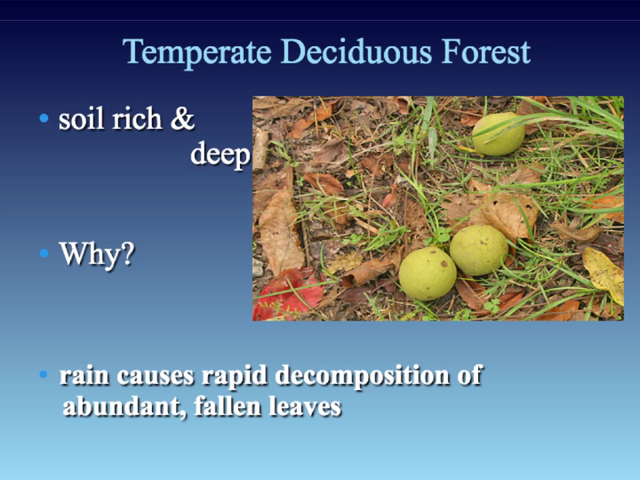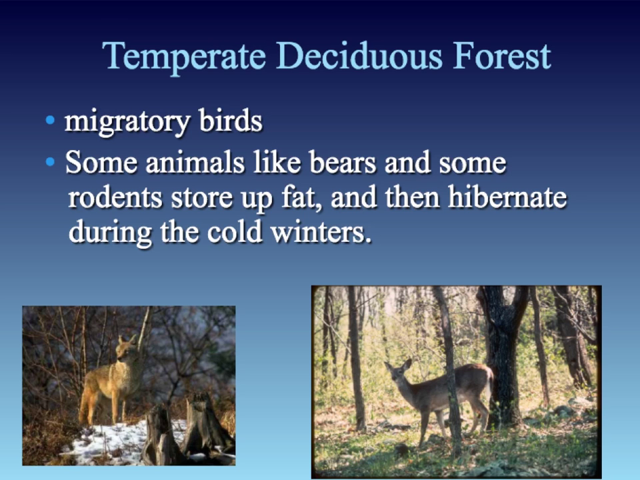The soil characteristics of a deciduous forest are rich and deep, and that's because you get enough rain in these forests to help aid in the decomposition of animals and plants, and you also get additional nutrients from the fallen leaves in the winter time. The animal life in a temperate deciduous forest, you can get migratory birds, and this is where you start to see some animals hibernate during the winter. So you'll see them in the fall trying to store up fat so that they can survive the cold winters.